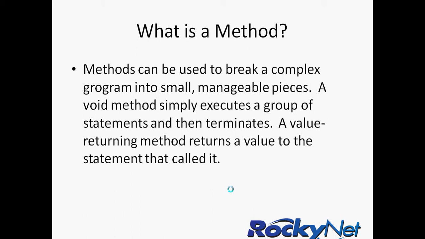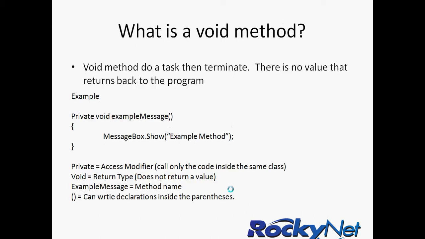All right, so what is a method? A method can be used to break down complex programs into small, manageable pieces. A void method simply executes a group of statements and then is terminated. A value returning method returns a value back to the statement that called it. So basically, a method takes a large, complex program and breaks it into more manageable pieces that you can use.